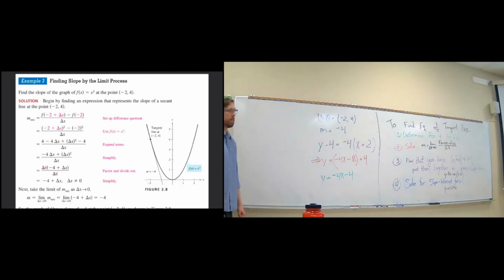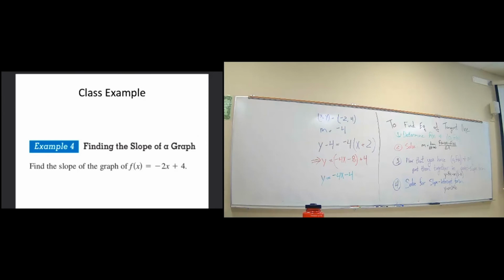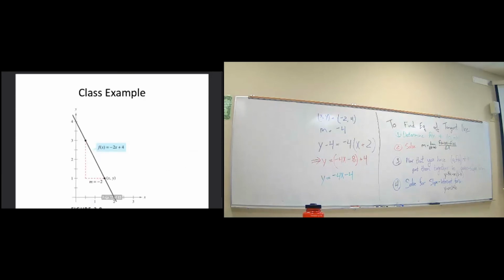Everybody cool? So finding the slope of a graph. Well, we know that this is in slope intercept form. So m here is going to be -2. So our slope of this graph should be -2, right? It's -2.